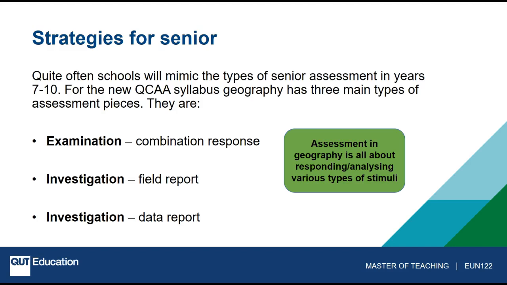The three that are in geography are examination, which is referred to as a combination response. And basically, this is a lot of short answer questions, usually in response to some sort of map or graph or something like that. And then the last part of that is a more extended response, usually around a case study environment or something like that. Investigation, which is a field report, which is where students go out and do some sort of fieldwork project. They will gather data, they will analyze it, and they will present it.